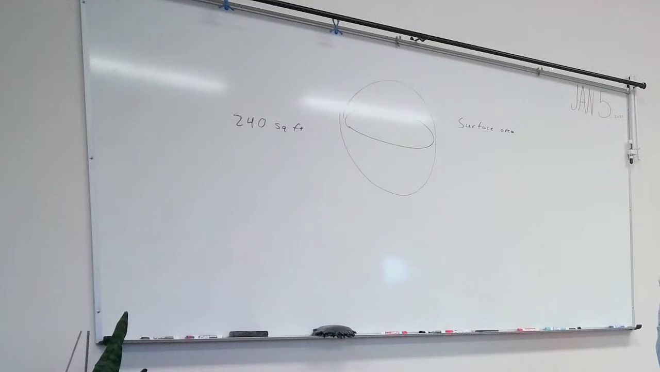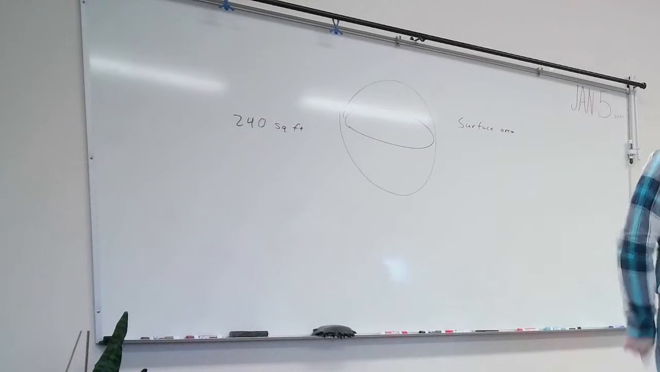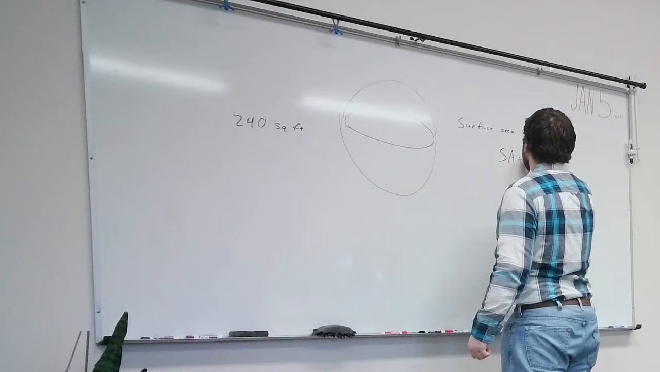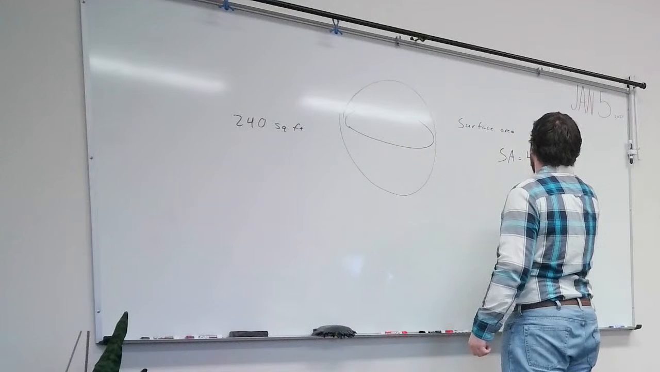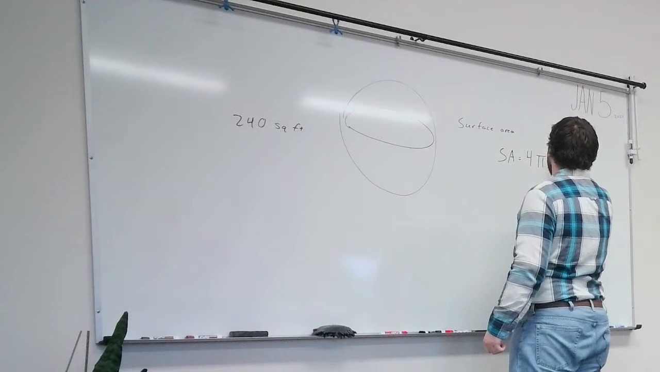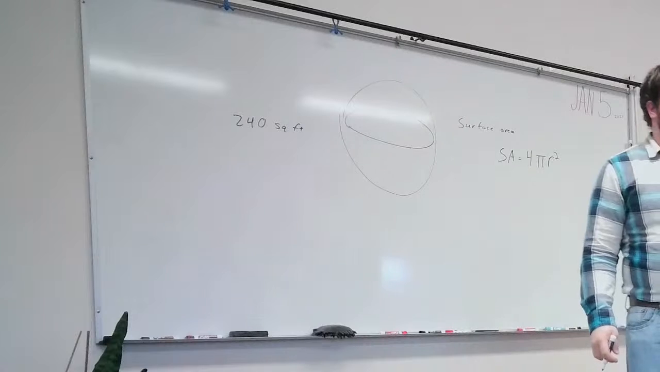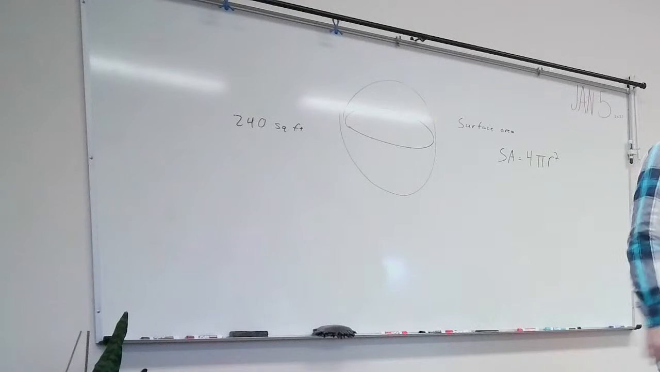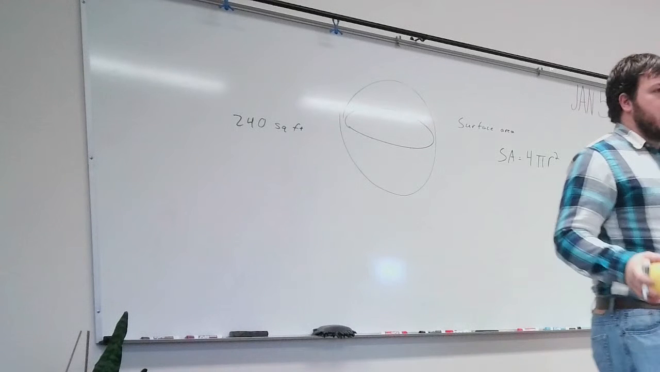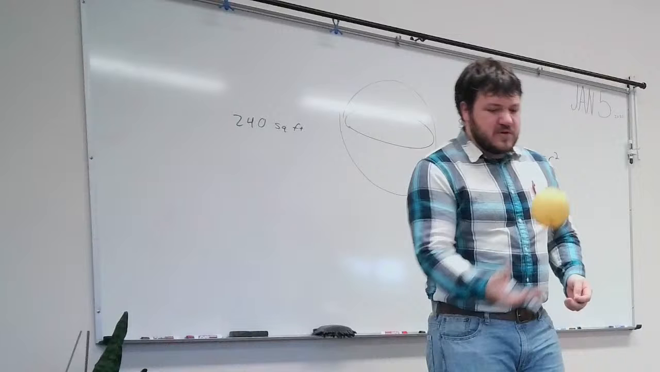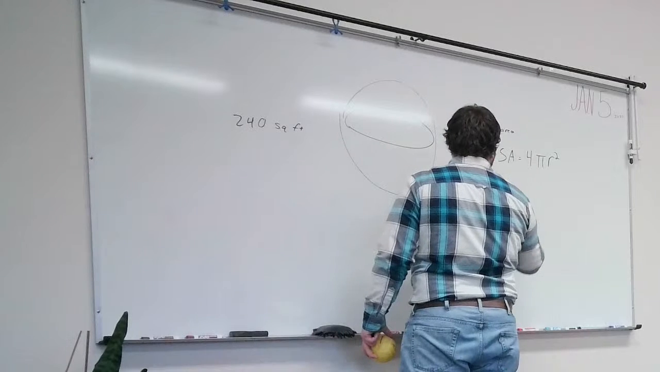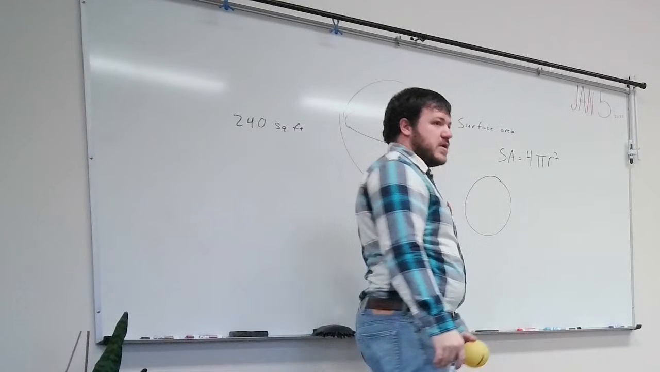The formula is simple. Surface area equals 4 pi r squared. So it's simply the area of a circle, and you just multiply by 4, which is really interesting. It's kind of interesting to think that the surface area of a sphere is actually only 4 times the surface area of a flat circle the same size.